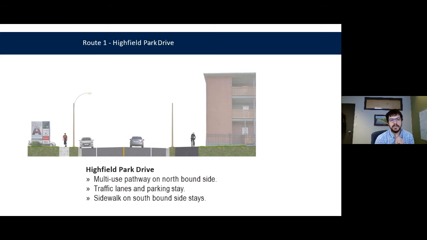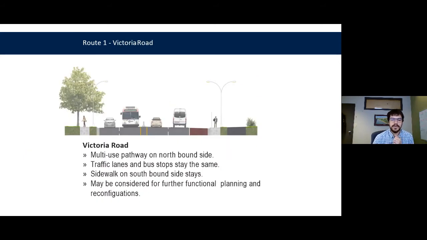And in the next slide, we see Victoria Road. And so this continues that multi-use trail along the community side. So it's again on the northbound side of the road for traffic, which is the eastern side on the compass, or next to the eastern portion of the community closer to Albro Lake. So this multi-use trail would run along the full length of Victoria from Highfield Park down to Albro Lake Road.